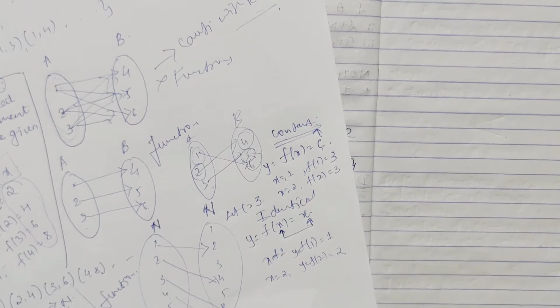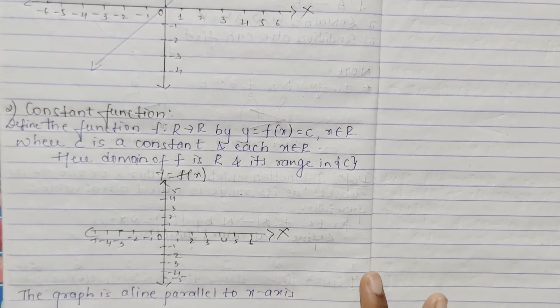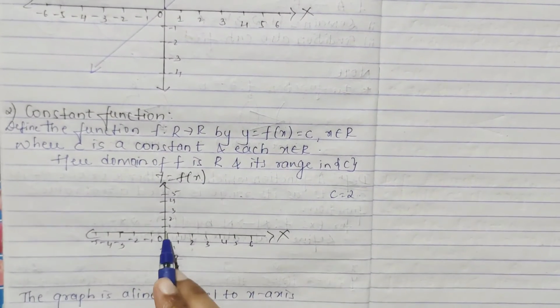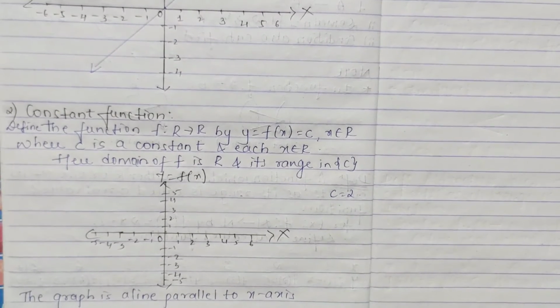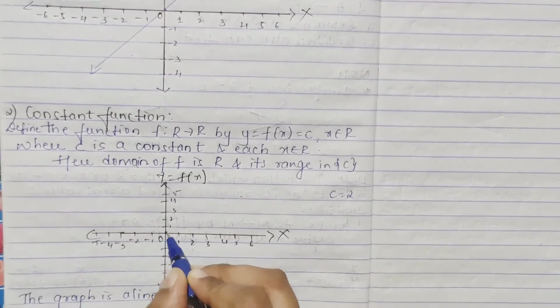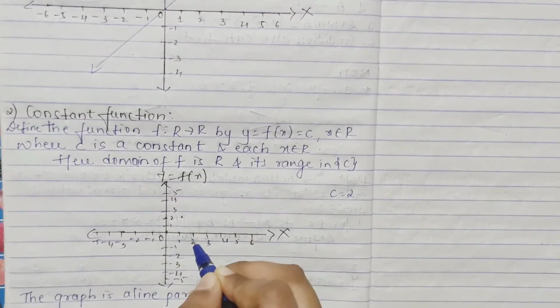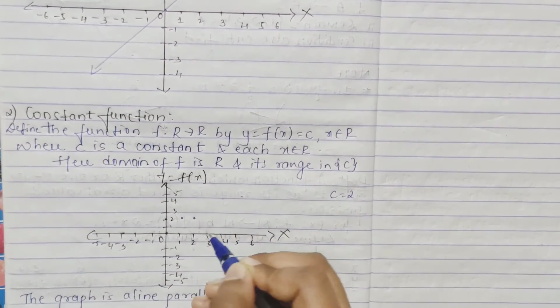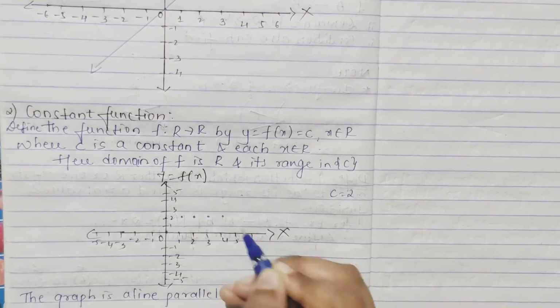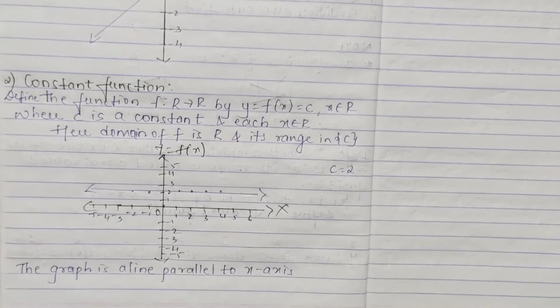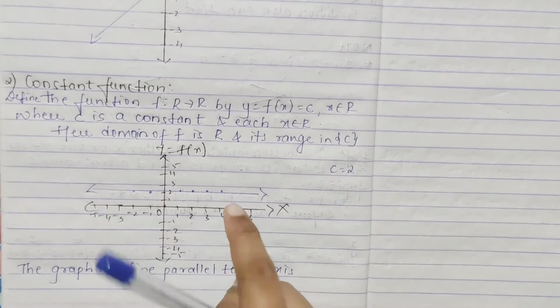So how will your graph be? Suppose here c is equal to 2, I am taking the constant as 2. When x is 0, y is 2. When x is 1, y is 2. When x is 2, again y is 2. When x is 3, same, because you are getting the constant term. Even at minus 1, it is 2, and at minus 2, it is 2. So you will get a straight line, which is parallel to the x-axis.